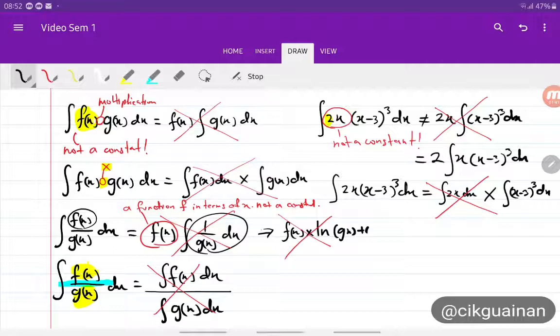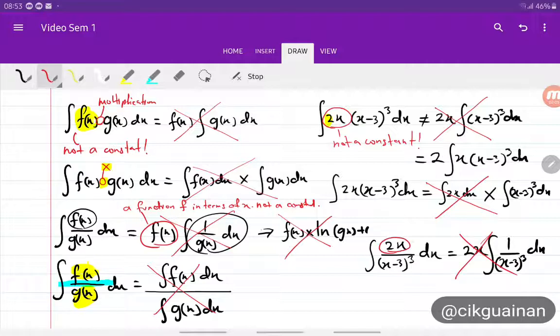Okay, next one is this one. Integration of 2x over (x minus 3) to the power of 3 with respect to x. What you will do is, you put 2x outside, and then you have 1 over (x minus 3) to the power of 3 with respect to x. So this is very wrong, because 2x is not a constant. But 2 is. So the correct one is, 2 you can put outside, x you must let be inside, and then with respect to x.